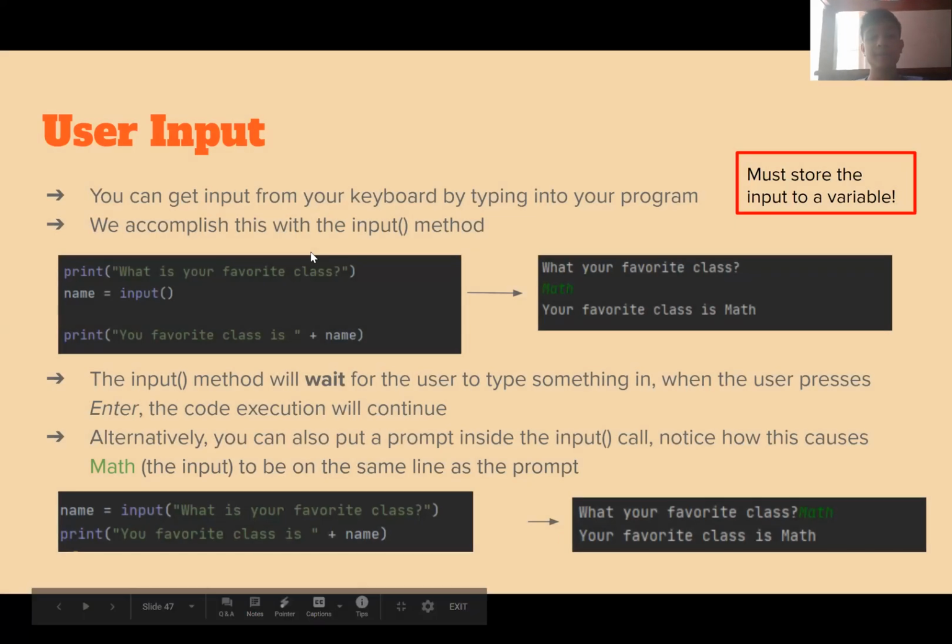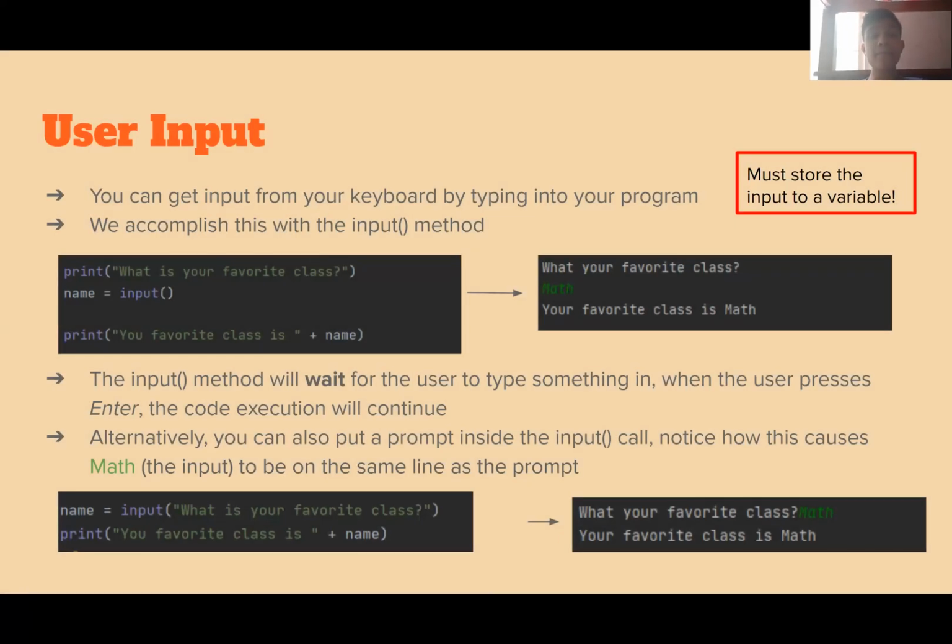User input. We can get input from the keyboard by typing into our program. We will do this with the input method. So if you see here, there's a print statement that asks, what is your favorite class? Then a variable that equals input. So what happens is this print statement will show up on the console, and then a cursor will appear, and then you can type it in.